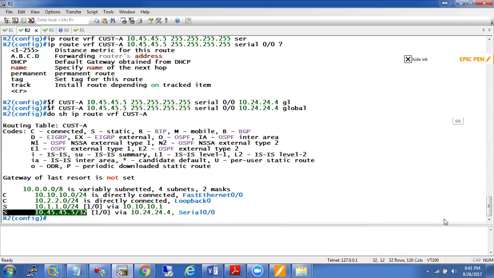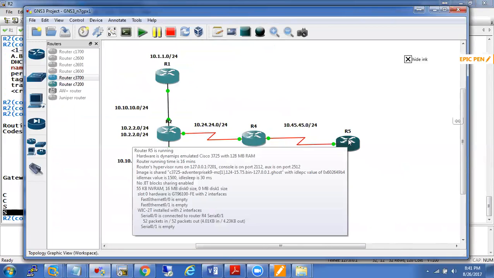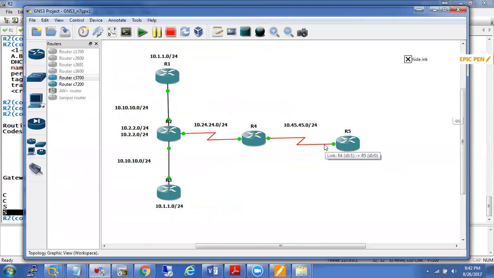Okay. Now when a packet comes in from R1 to R2, R2 sees 10.45.45. It says I need to send it to 10.24.24.4 through the serial 0 global table, sends it to R4. R4 receives it. R4 knows how to reach 10.45.45. It reaches R5. R5 gets it. It now will return the packet for 10.10.10, right? 10.10.10, when it comes in over here, what does it do?